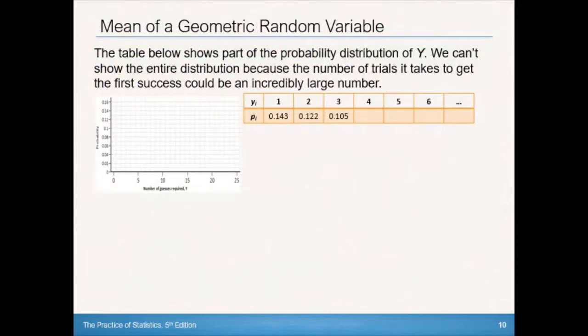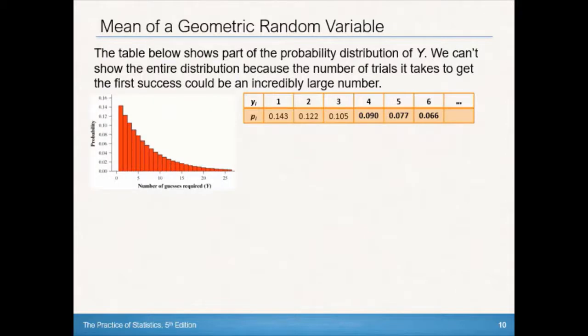All right, the table below shows part of the probability distribution of y. So let's show that. And then the missing values we can calculate using our calculator. And you can see here, we could certainly create a histogram. Now, this histogram is sort of asymptotic.